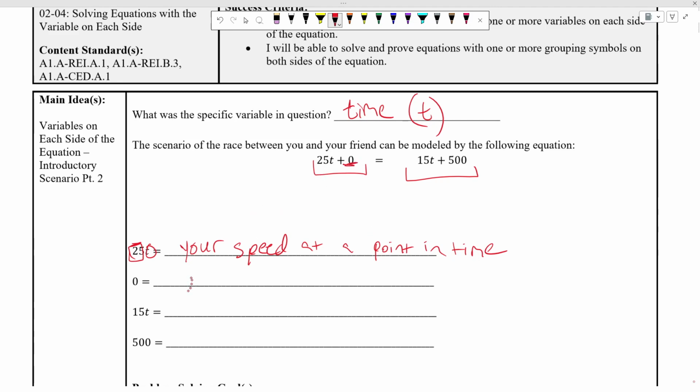well then it makes sense that this zero here is where you started from. It's where you started from. In fact, it is your starting position. I'll just call it starting position. That's fine. Okay, great. So let's see here. If that's true, this then is you. Then this here is your friend. It must be your friend.